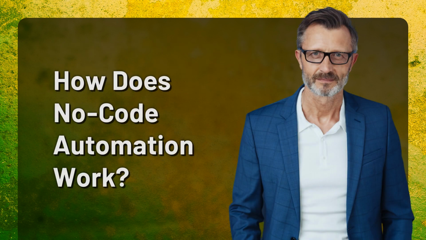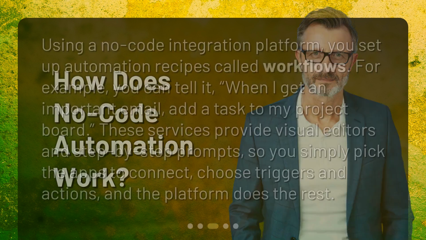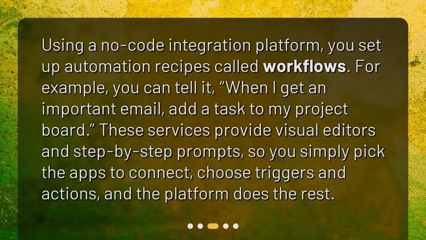How does no-code automation work? Using a no-code integration platform, you set up automation recipes called workflows. For example, you can tell it, when I get an important email, add a task to my project board. These services provide visual editors and step-by-step prompts, so you simply pick the apps to connect, choose triggers and actions, and the platform does the rest.